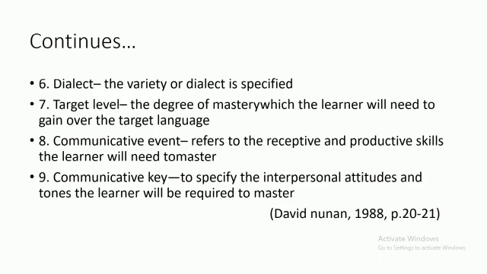Target level: the degree of mastery which the learner will need to gain over the target language. Communicative event refers to the receptive and productive skills the learner will need to master. Communicative key: to specify the interpersonal attitudes and tones the learner will be required to master. So on these areas, we have to do the needs analysis about the learners.